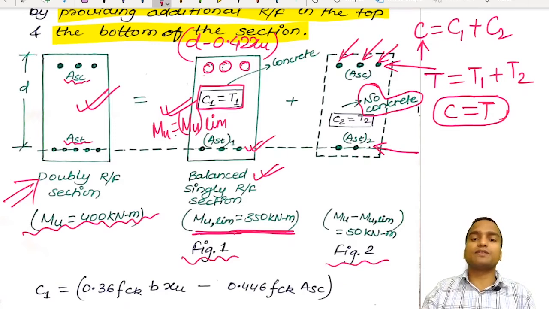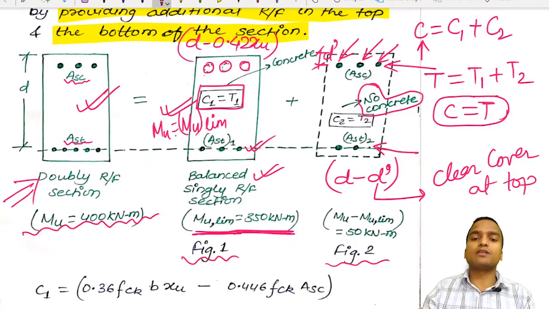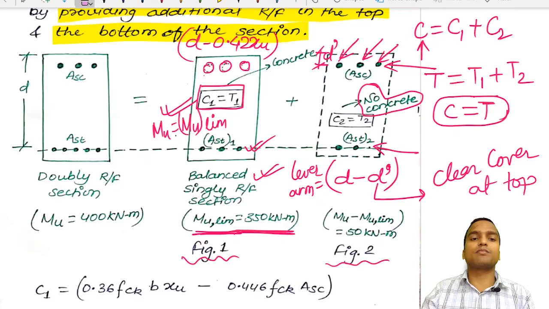Now in case of figure 2, the value of lever arm will be D minus D dash. What is this D dash? D dash is the top clear cover. This is the D dash. So this is the value of lever arm, and we will be using this value of lever arm in calculation of moments in figure 2. So understanding of these figures is very important for understanding doubly reinforced section.